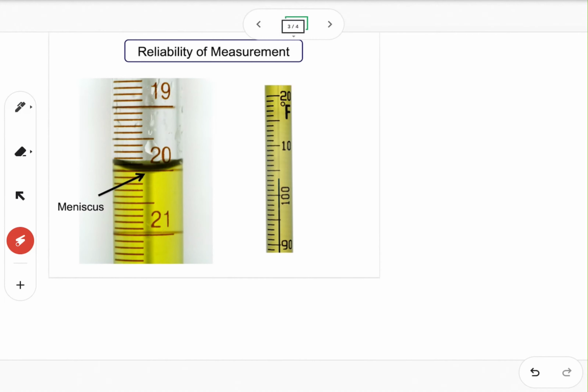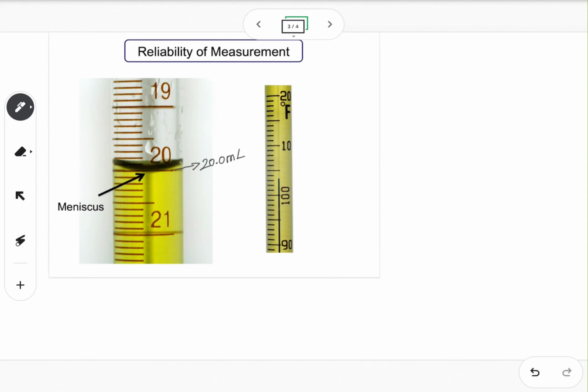Now this is a burette, and this is the water level here. Again, you have to pay attention to the meniscus curve. According to my eyes, it looks like the bottom of the meniscus curve is right on this line here. So let's read the data. Well, for this line here, that is going to be 20.0 mL.